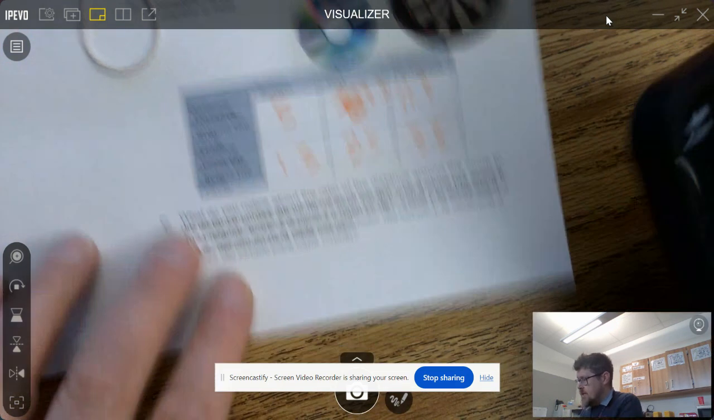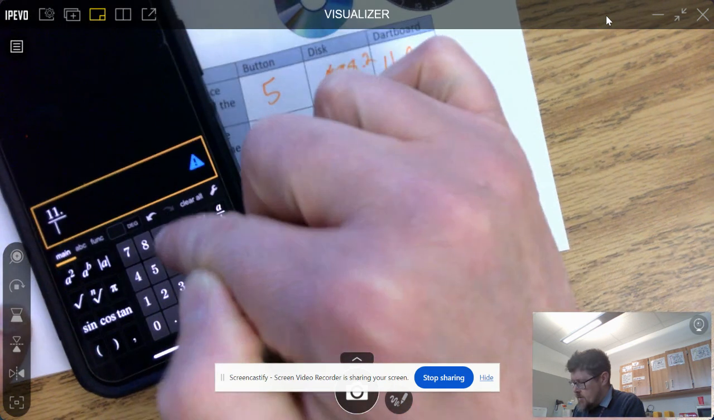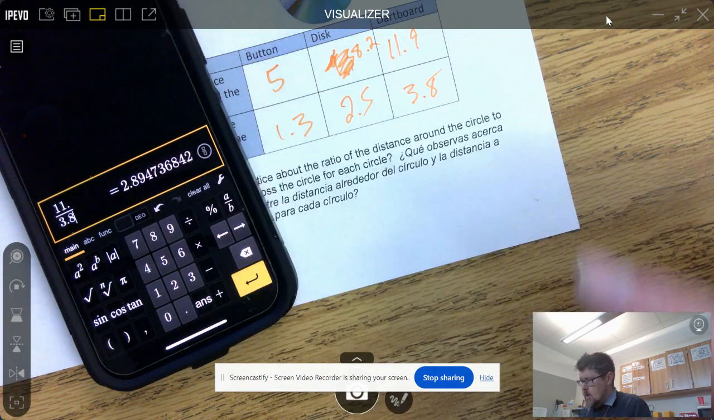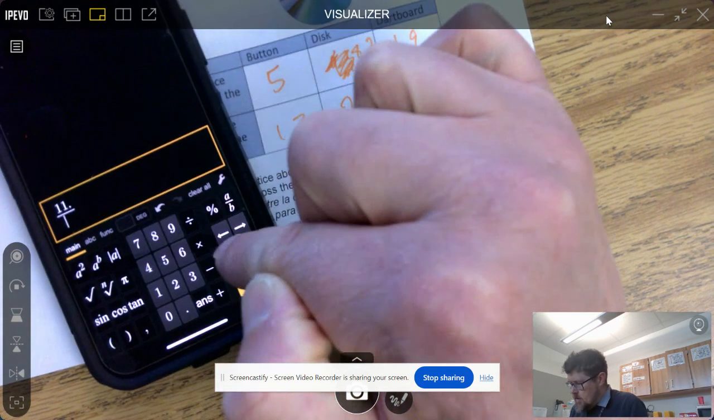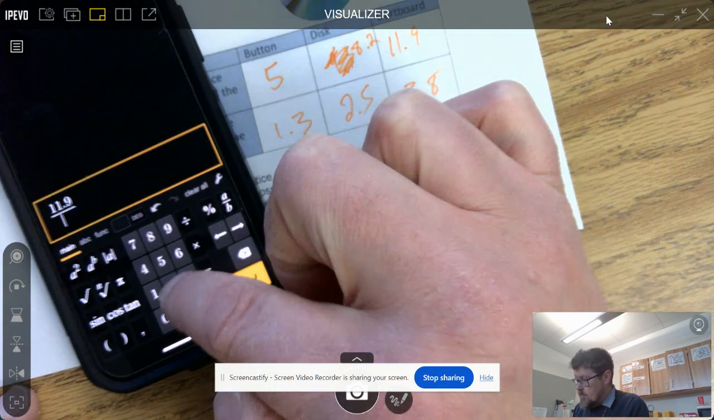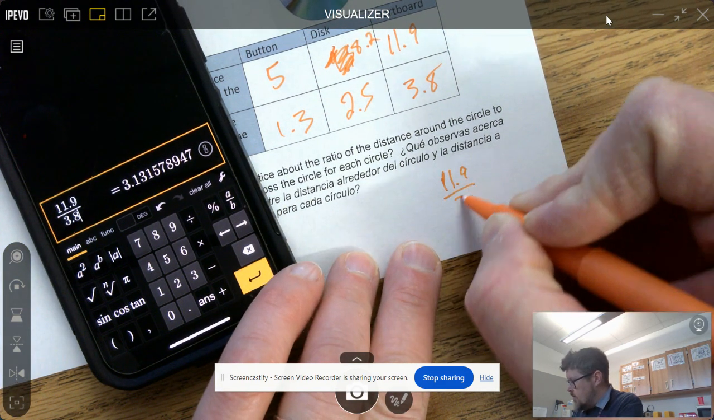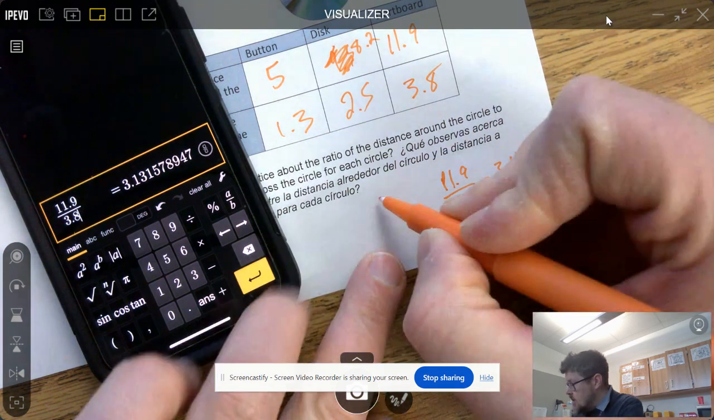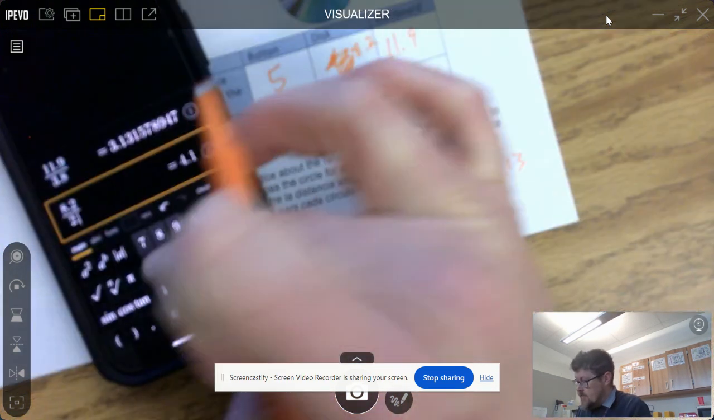So we're going to divide these out. I'm going to take that 11.9 and divide by 3.8 and do that across the board here. 11.9 divided by 3.8 gets us to 3.13. Real close to a very specific number. Then we got 8.2 divided by 2.5. 8.2 divided by 2.5 gets us to 3.28.